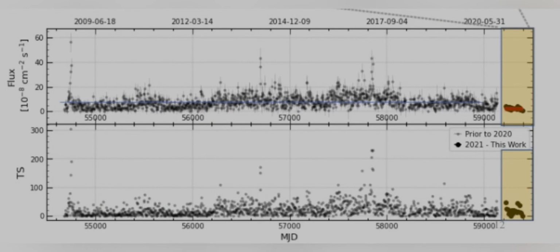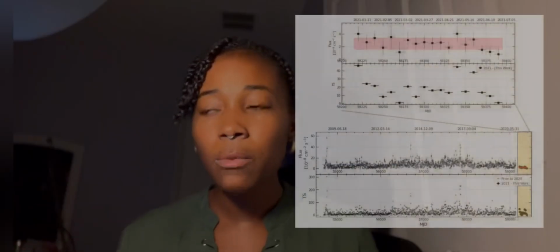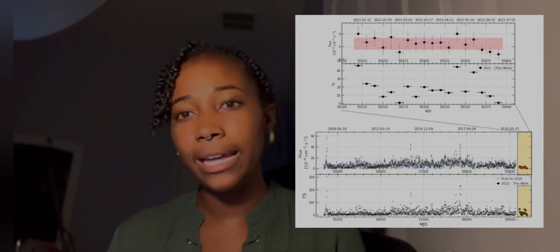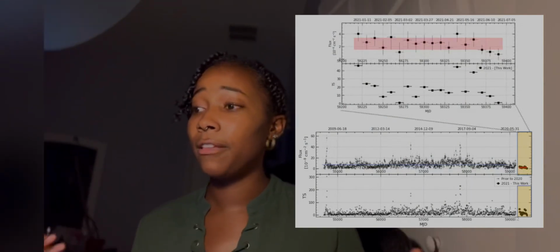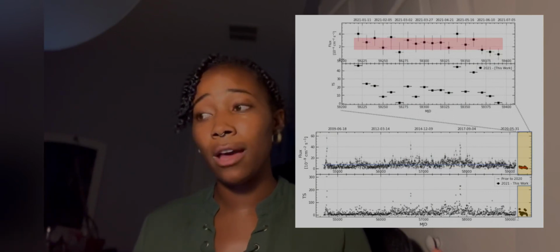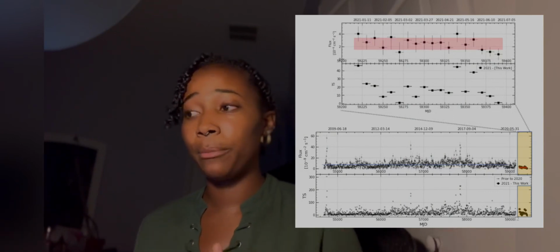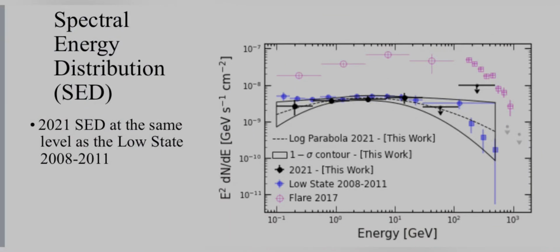Now here we added the current data to the end of the long-term gamma ray light curve. We can see that when we compare the flux of the 2021 data to that of the rest of the long-term light curve, it's obvious that the flux is significantly lower than a lot of those flaring states that it was showing previously.